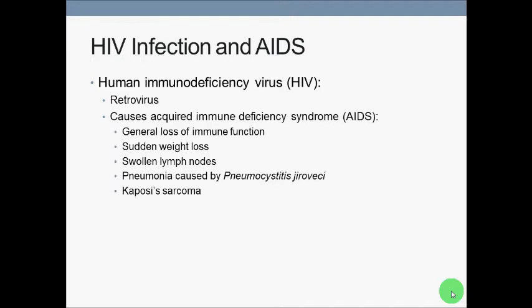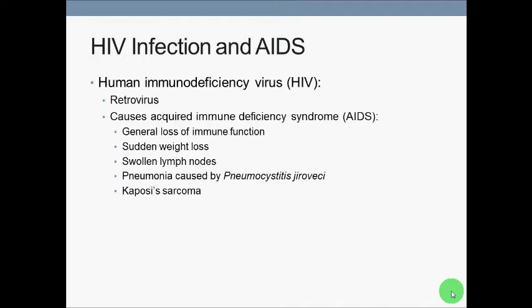The type of virus that causes this disease is a retrovirus. So that means that it's an RNA virus, and it has to be converted to DNA first before it can be replicated.